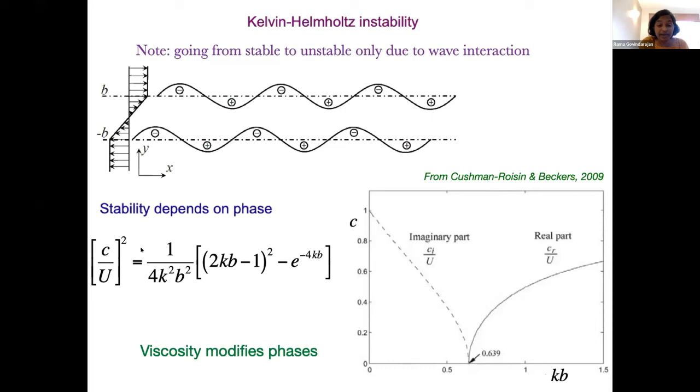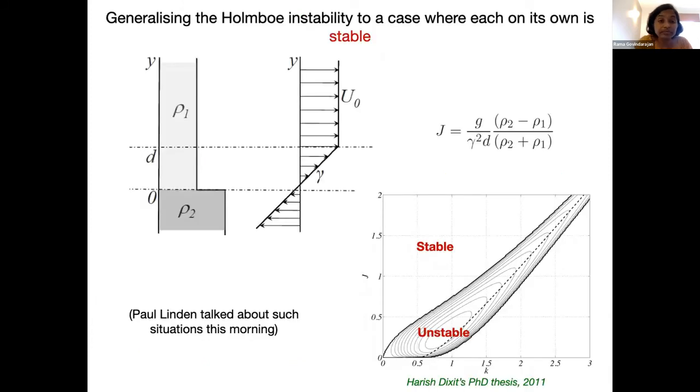So you can write down this thing, which is basically the Kelvin-Helmholtz instability at low wave numbers, that means long waves, and it gets cut off at high wave numbers. So if this thickness B goes to 0, you'll shrink back to Kelvin-Helmholtz instability. And viscosity is a thing which modifies these phases, as we'll come to.